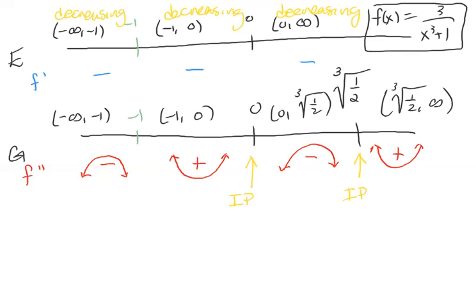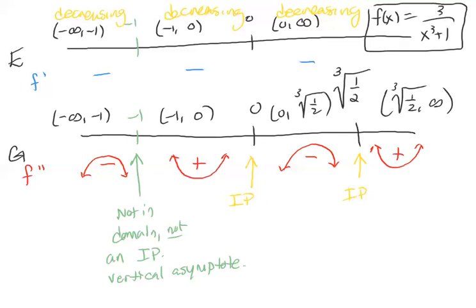What about this point? Well, the concavity does change here. However, this value, as we stated before, is not in the domain. So it can't be an inflection point. It is not a point on the graph. So I will go ahead and say it here. This is not in the domain. It is not an inflection point. In fact, we stated before that this is the location of a vertical asymptote.